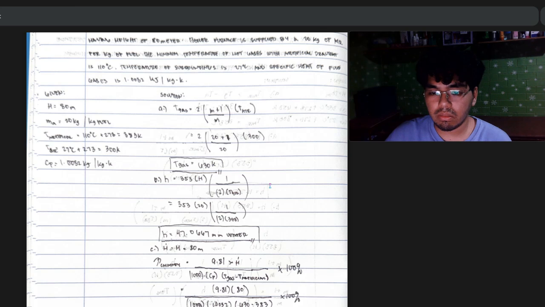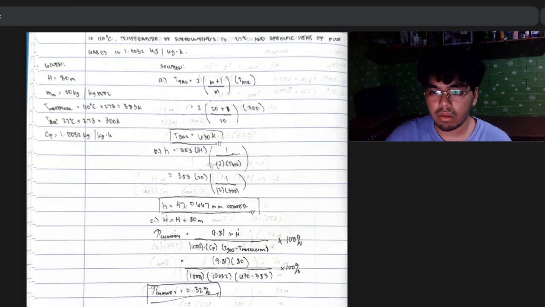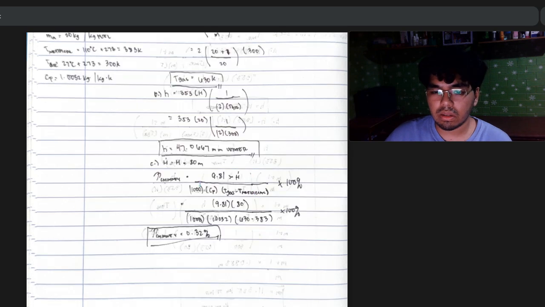And then for letter B, H is equal to 353 times height times 1 over 2 times T air. Just substitute that: 353 times 20 times 1 over 2 times 300. So H is equivalent to 47.0667 millimeter of water.